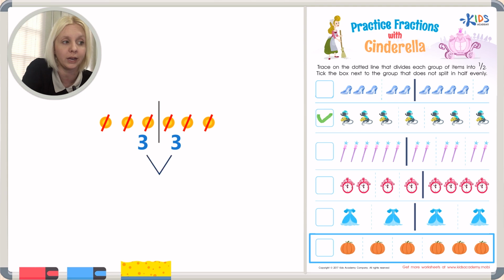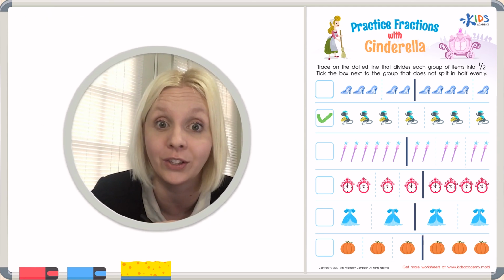3 plus 3 is 6, which is our total amount. So let's find that line right after our 3. 1, 2, 3. There's that line right there. We're going to trace it, and we are done.